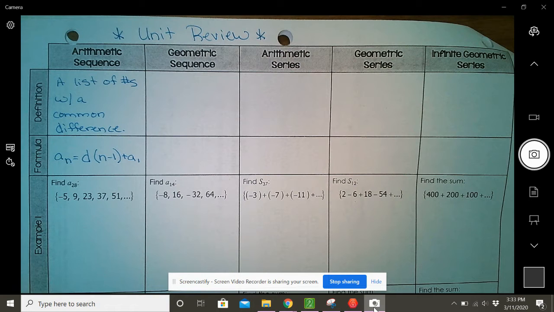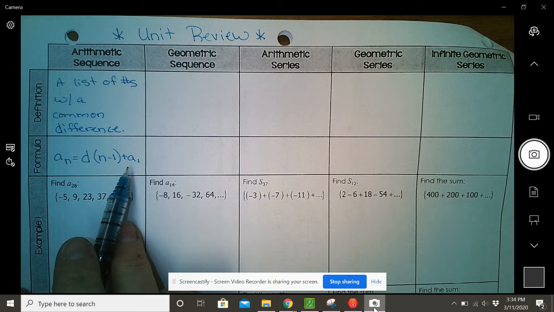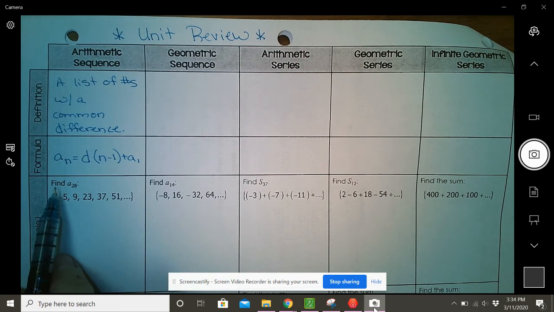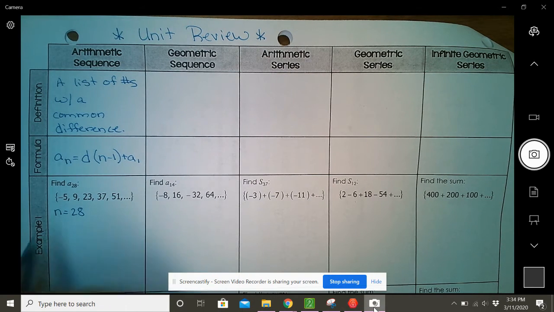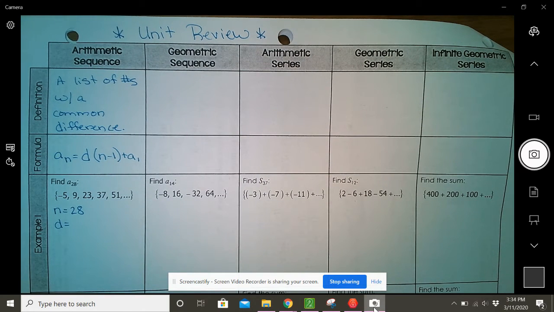So let's do a couple examples here. I've got Desmos off to the side, but I am going to go through this a little bit faster, so I'm expecting you to be able to use Desmos to do the arithmetic for you if you're having any trouble. But we do need to be able to identify each of the terms that are plugged in here. So if I have to find a sub 28, then the n value I'm plugging in is 28. d is the common difference, so you're trying to say, what changes between each of these numbers? What am I adding or subtracting by?